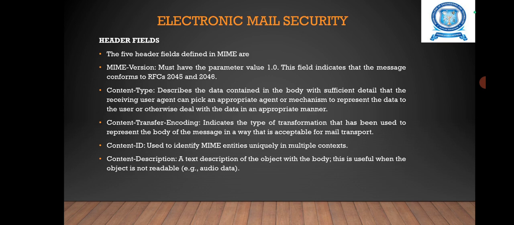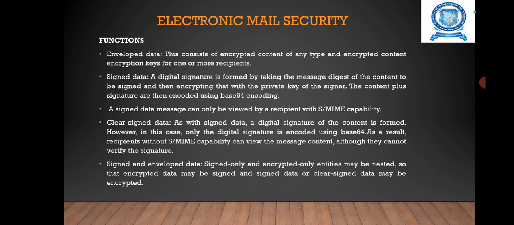Content-Type describes the data contained in the body with sufficient detail that the receiving user agent can pick an appropriate agent or mechanism to represent the data. Content-Transfer-Encoding indicates the type of transformation that has been used to represent the body of the message in a way that is acceptable for mail transport. Content-ID is used to identify MIME entities uniquely in multiple contexts. Content-Description is a description of the object within the body. This is useful when the object is not readable, for example, audio data.